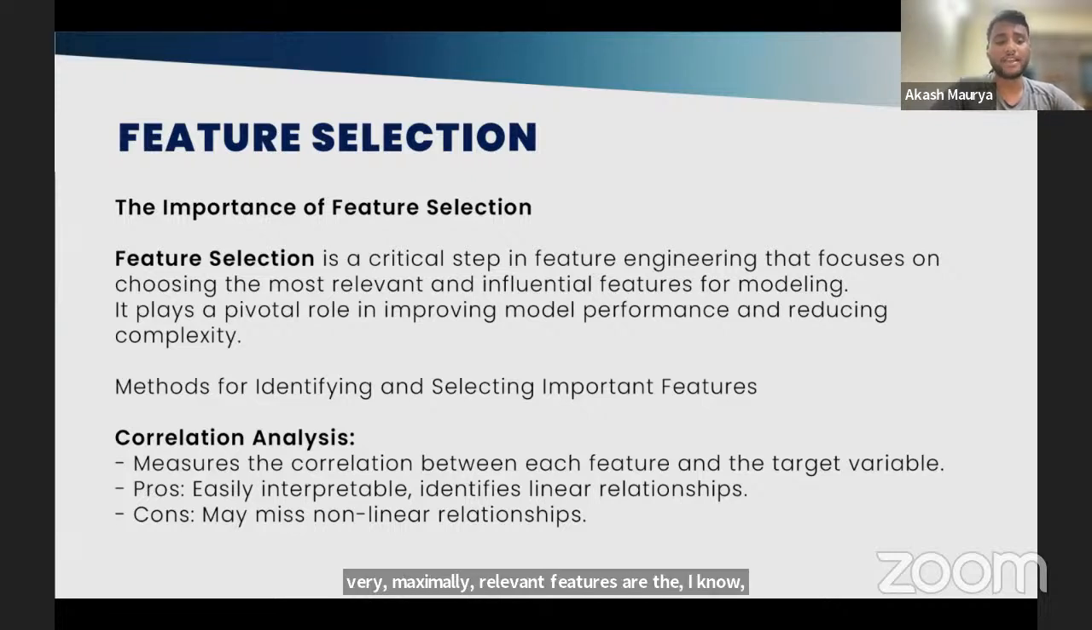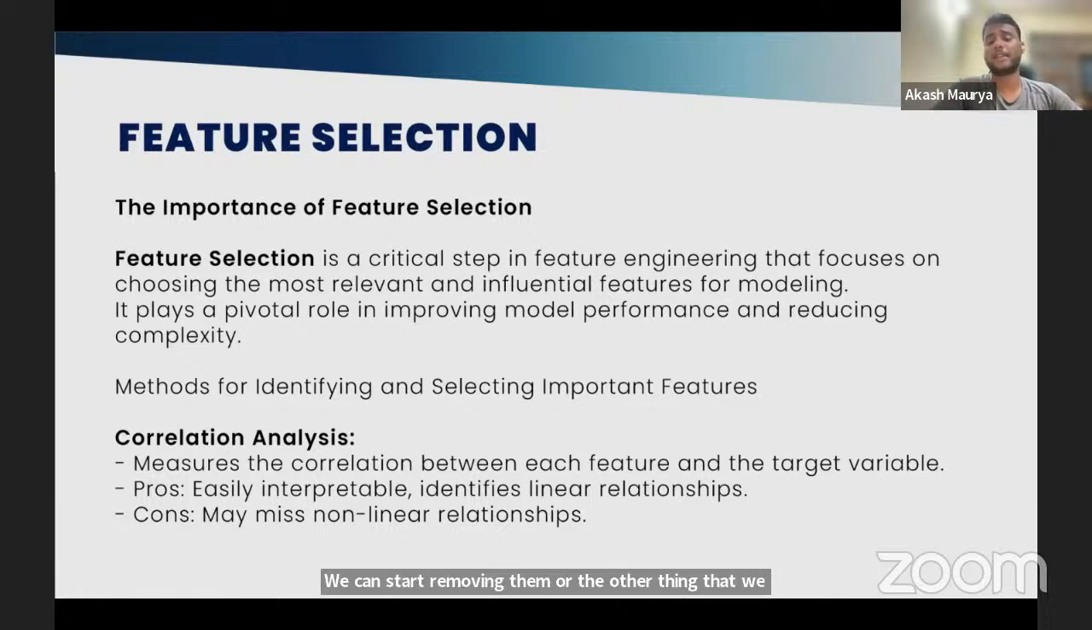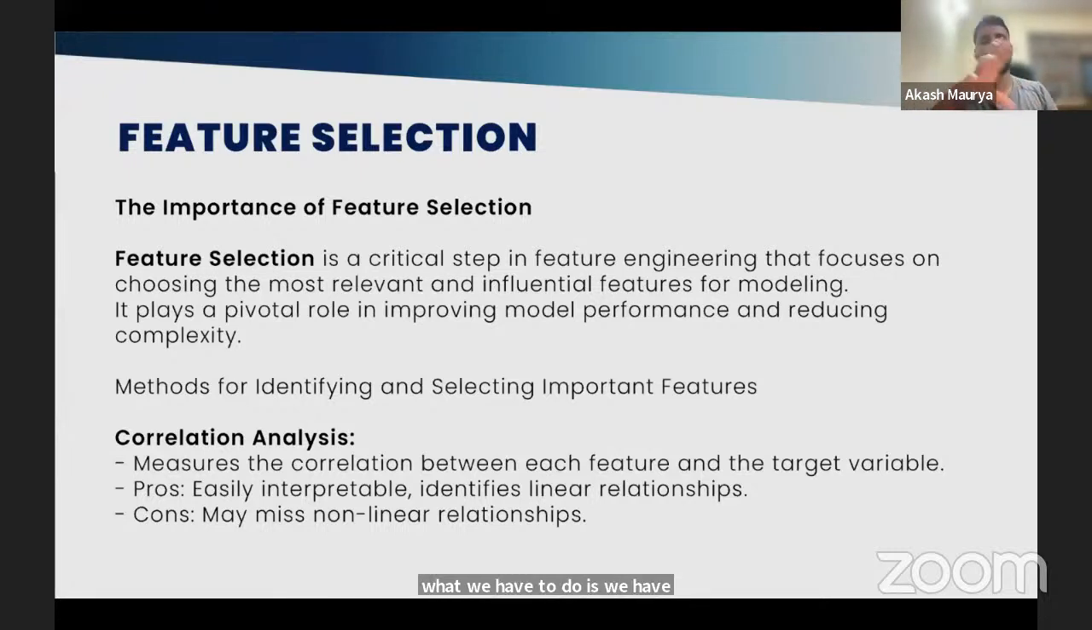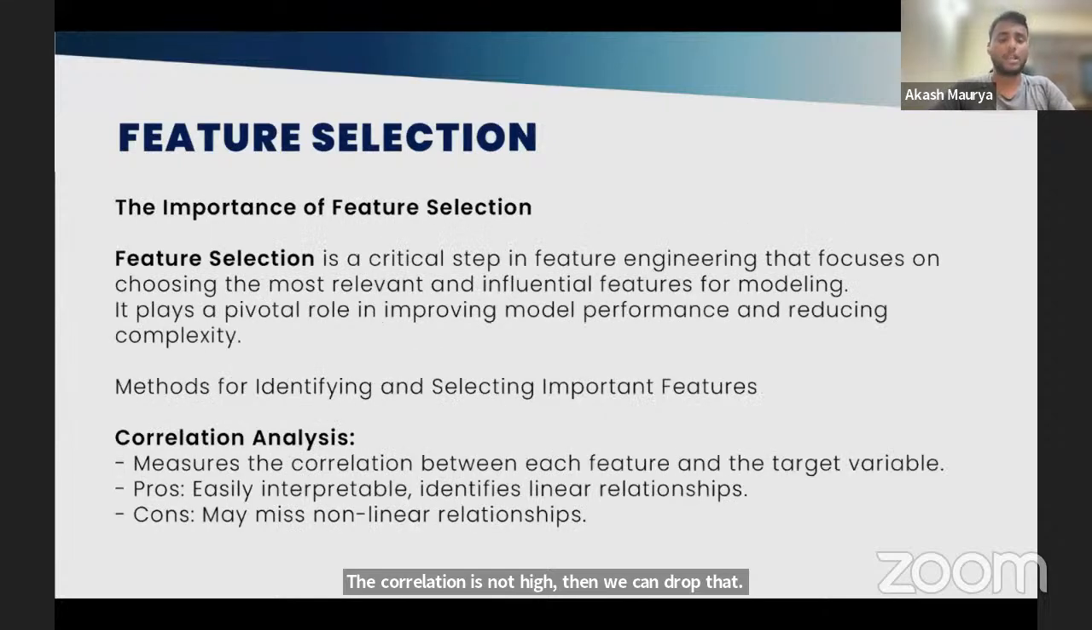We can start removing them. Or the other thing that we can do is start selecting the very important features based on the feature importance. Now, first of all, we have to measure the correlation. If the correlation with the output is high, then we select that particular feature. If the correlation is not high, then we can drop it. So that is the correlation analysis that we do in feature selection.